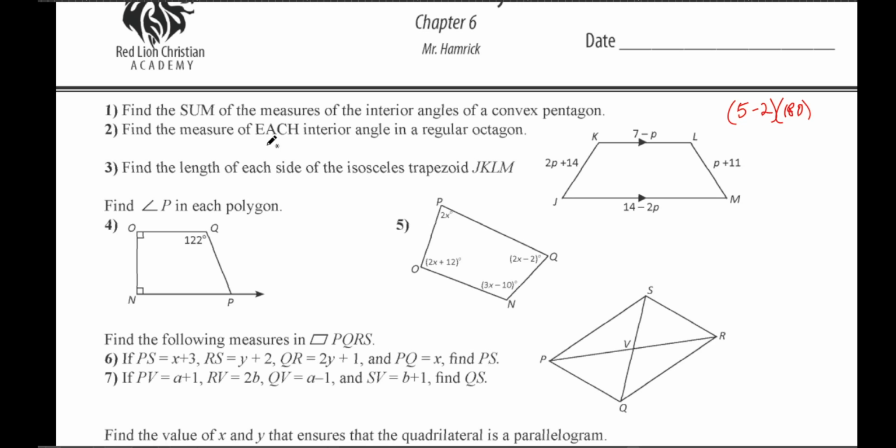All right, now it says find each interior angle. This time it's an octagon. You start off the same exact way, so you go 8 minus 2 times 180. But that gives you the sum of all the angles. If it's a regular octagon, it means all the angles are the same, correct? So this tells you how many degrees all the angles add up to be. So how do I find each of them? Divided by what? 8. All right, put that in your calculator and you're good to go.